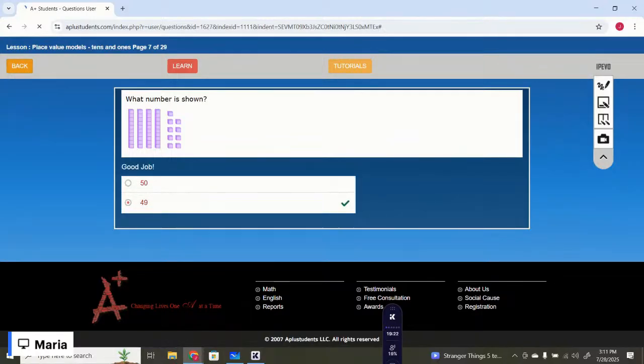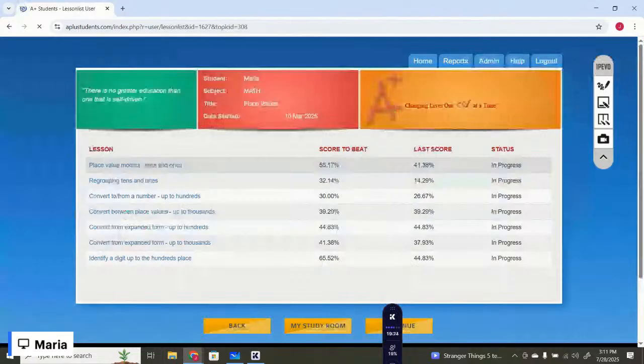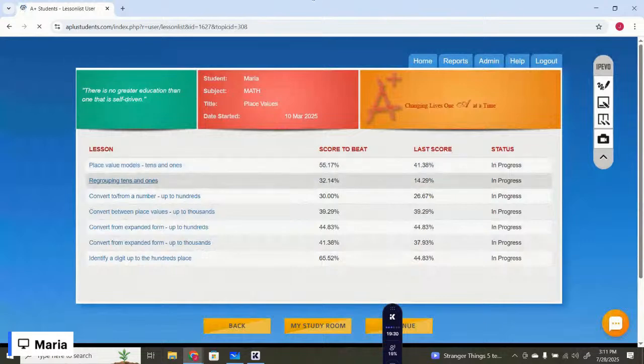Okay, you can complete the lesson by yourself later today. Let me just move on to the next lesson. The next lesson is regrouping tens and ones.